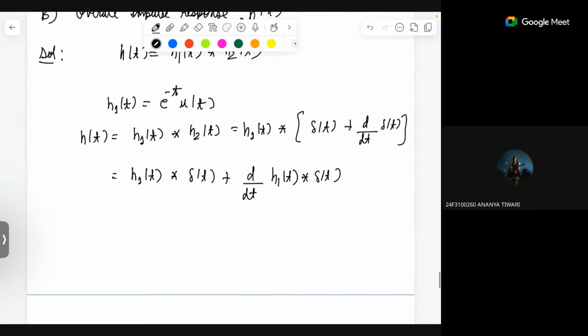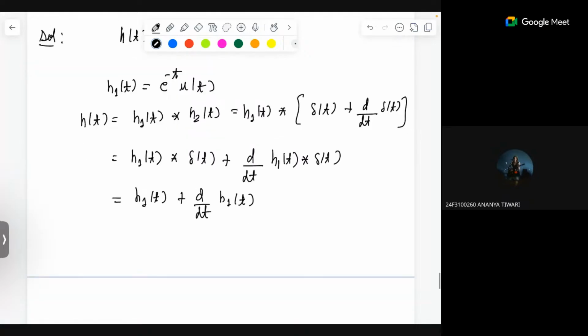Now h1 of t convolved with delta t will give me h1 of t back, right? Yes, ma'am. This is what happens on convolution with delta, and that is why we used it first. Now h1 of t convolved with d by dt delta of t will give me d by dt h1 of t. So this is what I have now. Now I will substitute h1 of t. So e raised to the power of minus t u(t) plus d by dt of e raised to the power of minus t u(t).